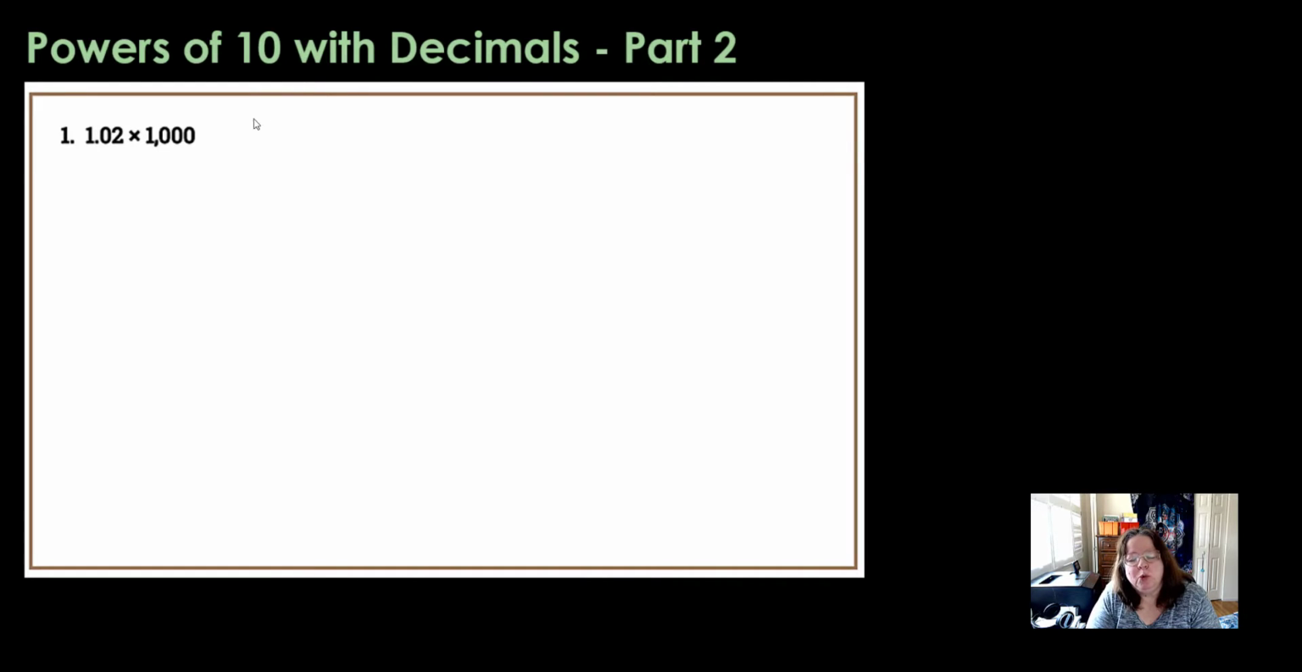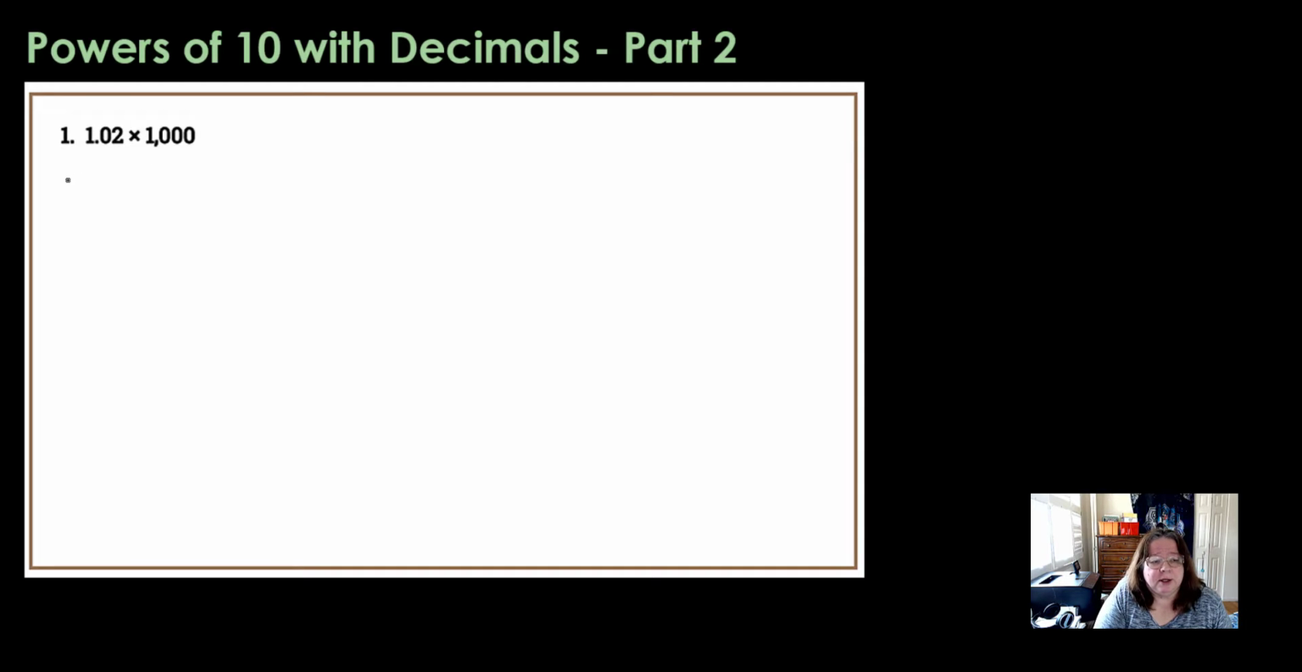In today's lesson, we're building off what we did in part 1, where we were doing powers of 10 with decimals. This is really additional practice. So let's look at our problem. We have 1.02 times 1,000, which the mathematical way to read that would be 1 and 2/100 times 1,000.